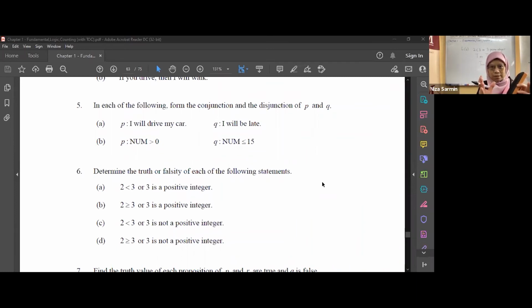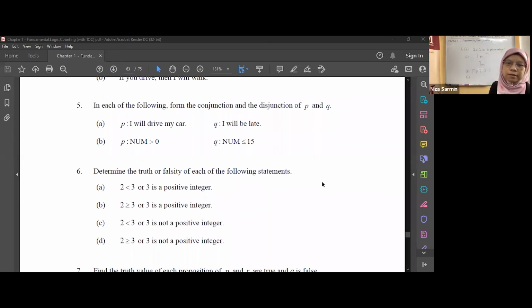Okay, the second one. Johan, the second one: 2 is greater than or equal to 3, false, or 3 is a positive integer, true. The answer is true. All right.